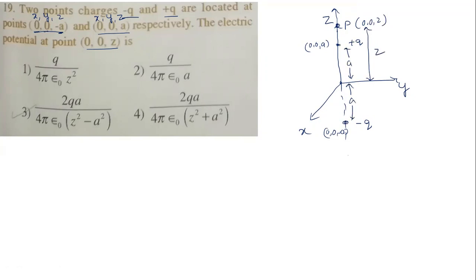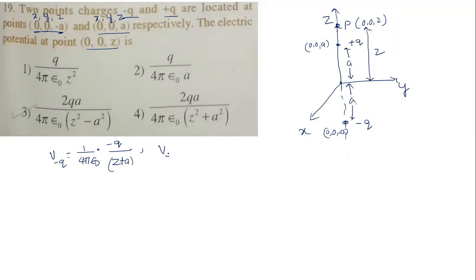We could also take a point on the x-axis. Now we need to find the potential at this point. Potential is a scalar quantity, so we should add up the potentials. First I will find the potential at P due to the negative charge. It is given by 1 by 4 pi epsilon naught multiplied by the charge, minus q, divided by the distance from the negative charge to point P. Here a is there, here z is there, so I'll take z plus a.